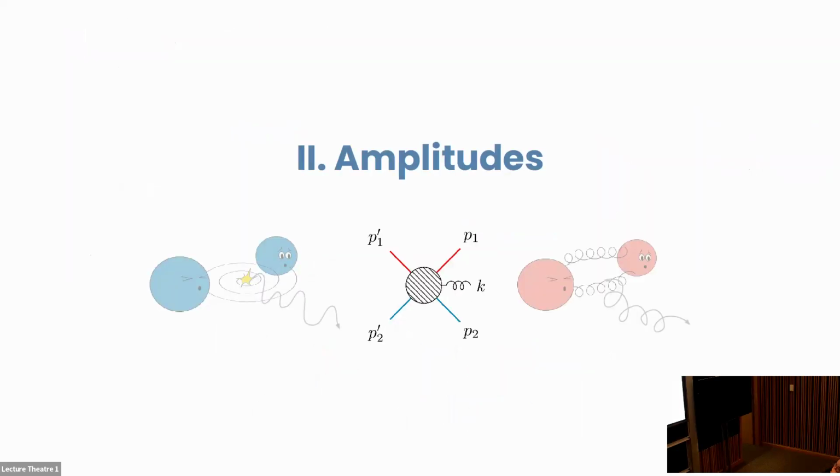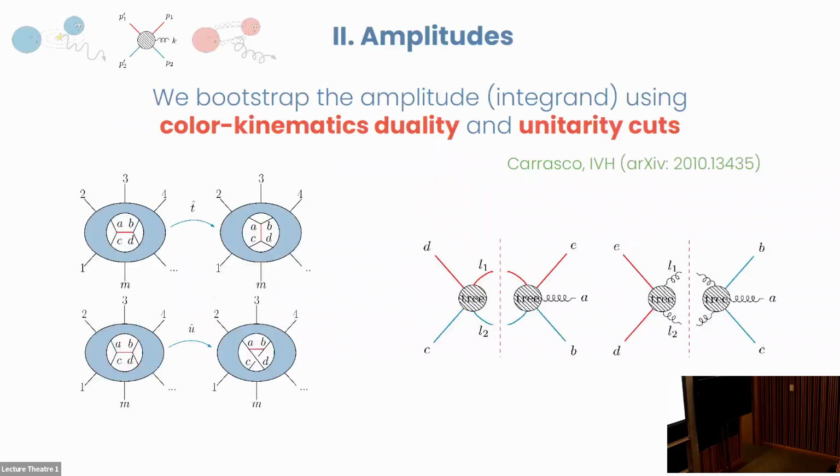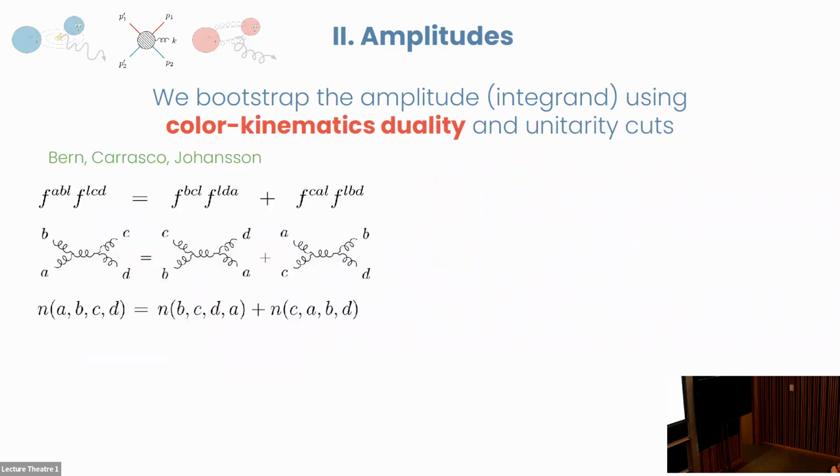So in this next part, I want to give a very brief summary on how we actually set up this one loop amplitude. This one loop amplitude was found by JJ and me many moons ago using a bootstrapping method where we essentially use two concepts to bootstrap both tree level and one loop amplitudes. And these are the color kinematics duality and unitarity cuts. So I'm sure you're all very familiar with the color kinematics and the double copy, but I'll give a lightning review just to refresh your memory.